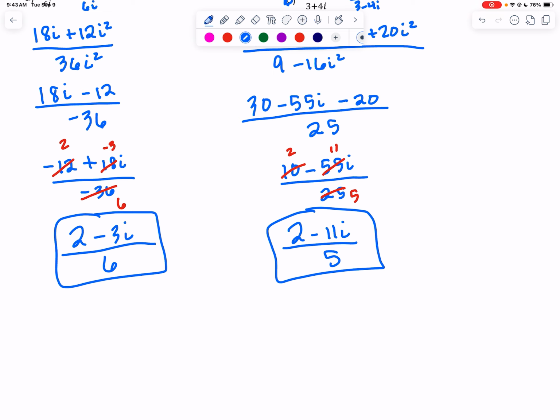And that concludes today's lesson, complex numbers and their operations.